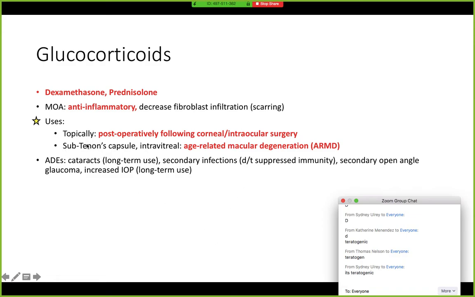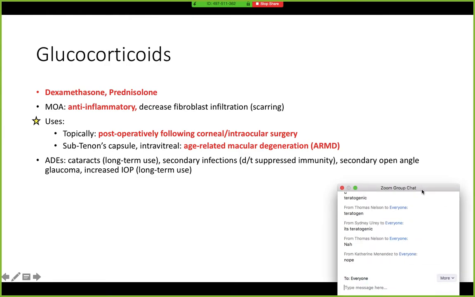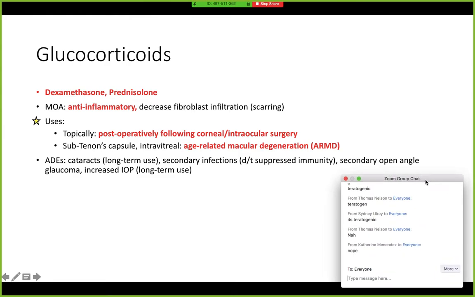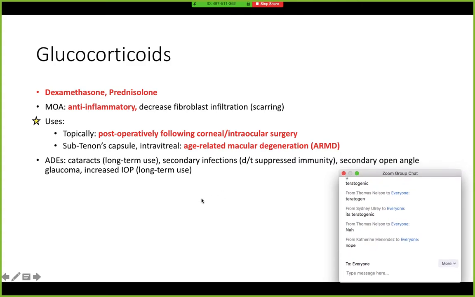Do you guys know what Tenon's capsule is? No? Okay, so it's like a fascial sheath that surrounds the eyeball. So it's going to separate the tissue of the eyeball from the periorbital fat. Does that make sense? If not, just give it a quick Google.